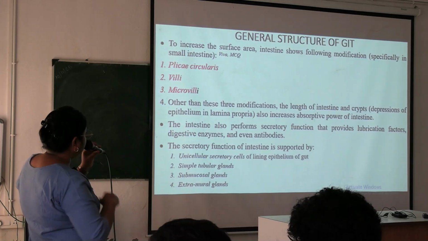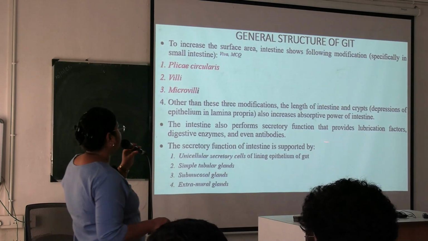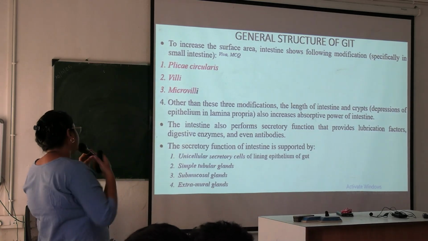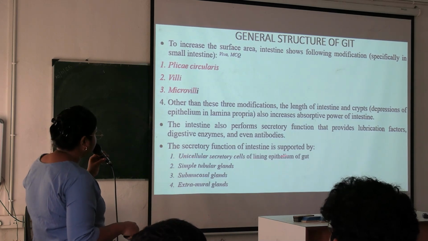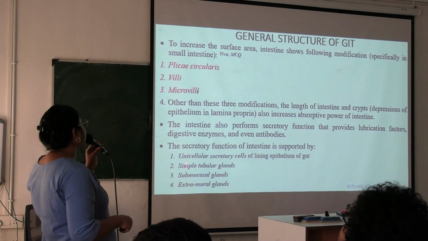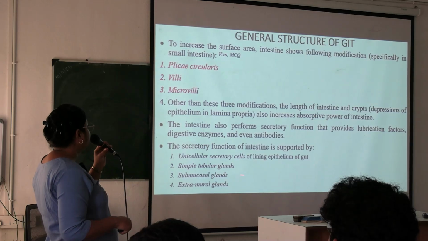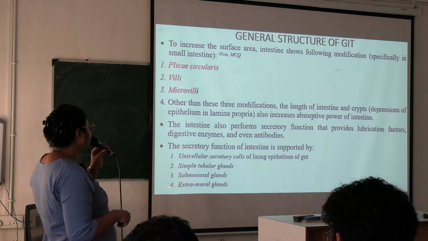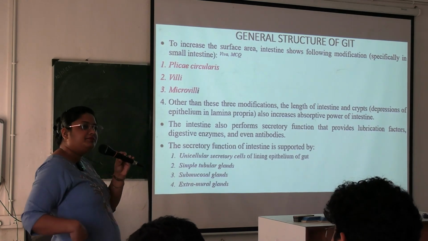The intestine also performs a secretory function that provides lubrication factors, digestive enzymes and even antibodies. The secretory function of the intestine is supported by unicellular secretory cells of the lining epithelium of the gut, simple tubular glands, some mucosal glands and the extramural glands. Glands are located in different positions.